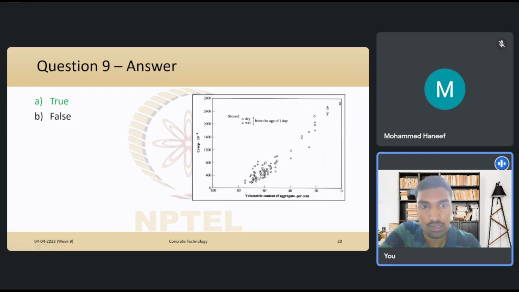So this graph shows that. We have the graph showing two different conditions, dry condition and wet condition, and also when it is stored from the first day onwards. For both conditions, the volumetric content of the aggregate in terms of percentage is shown, where 0 is on the right side and 100 is on the left. When the volumetric content is higher, we see that creep is lower. So we see a clear trend between the volumetric content and the creep.